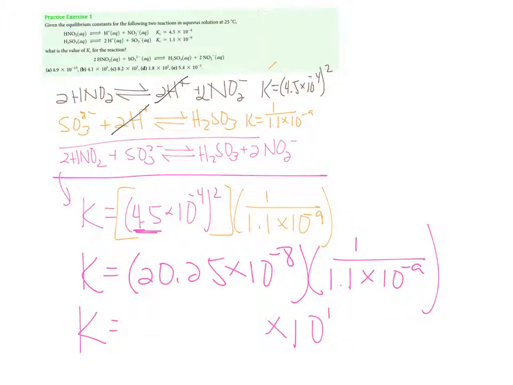20.25 divided by 1.1. You could also just put this in your calculator. So 20.25 divided by 1.1 is 18.41 times 10 to the 1, so that is equal to 184. That's your answer.